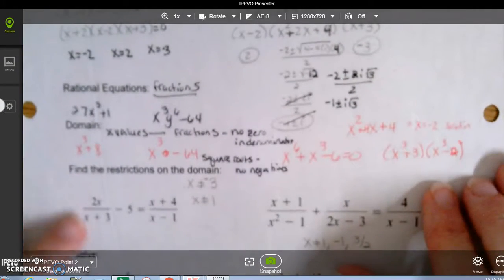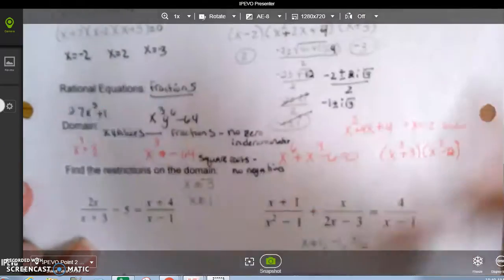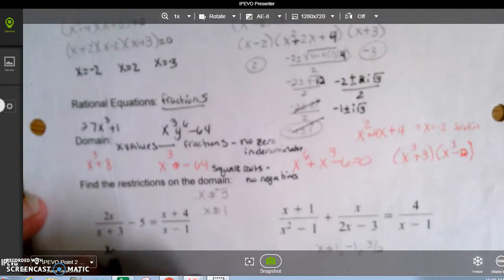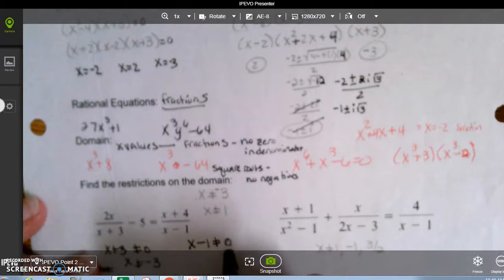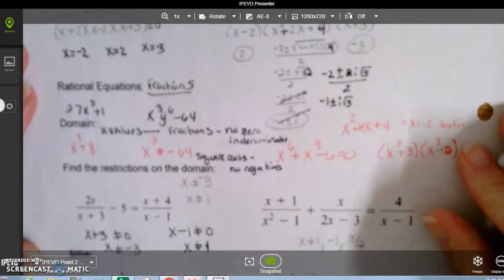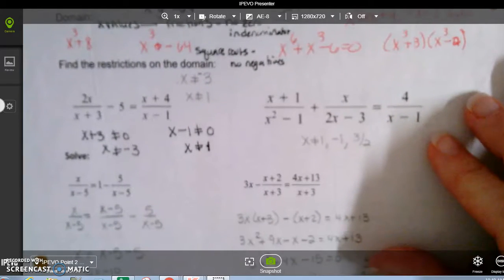So when you look at the domain of these problems, you have to remember that you cannot have 0 in the denominator. So x plus 3 cannot equal 0, so x cannot equal negative 3. And on this one, x minus 1 cannot equal 0, so x cannot equal positive 1. So those are my restrictions on the domain. That means that I have to make sure that my final answers don't have those solutions.